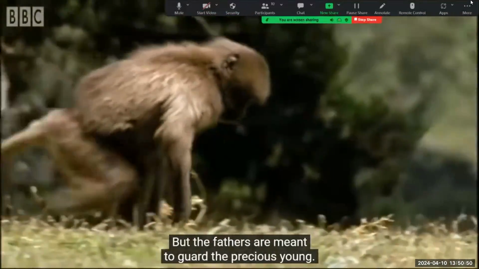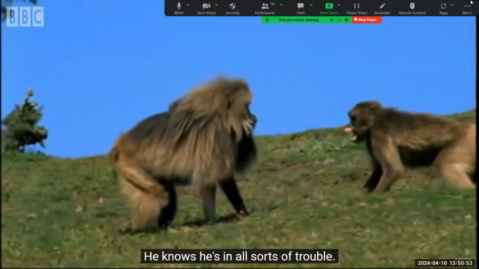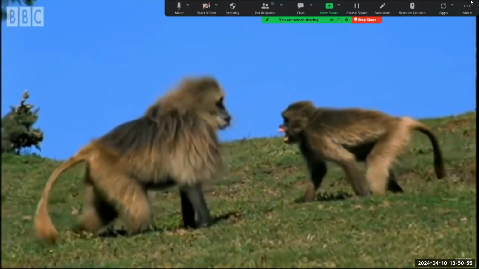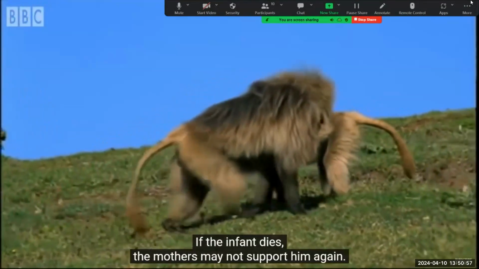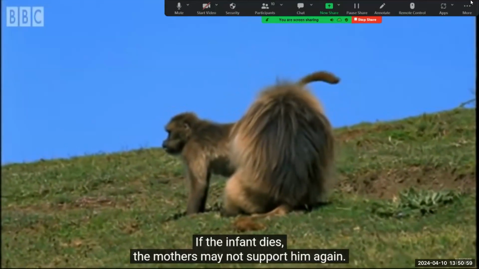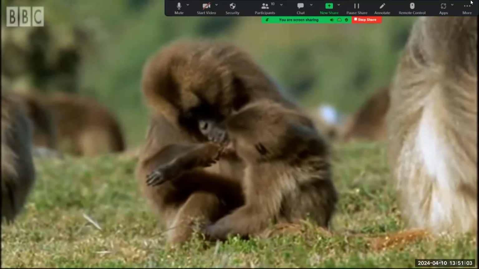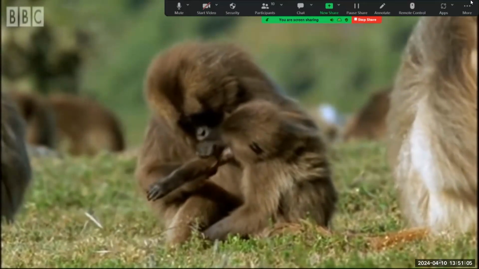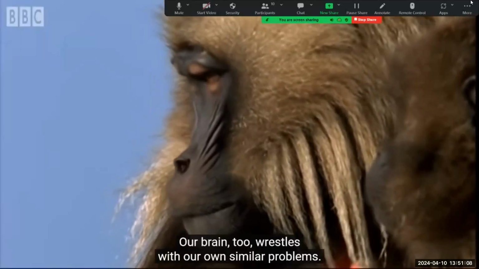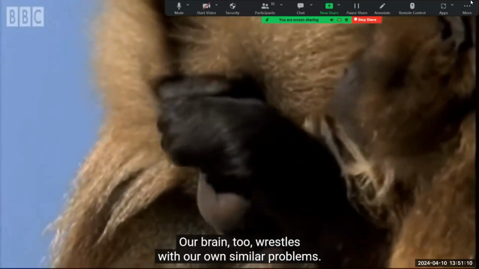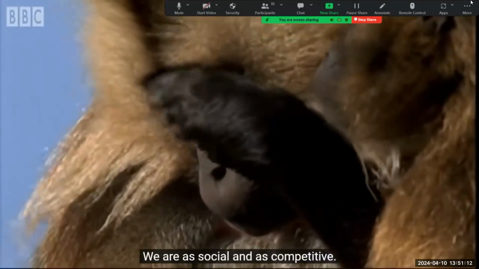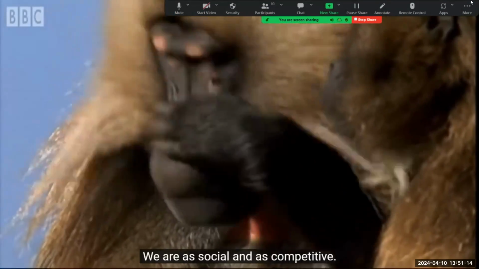But the fathers are meant to guard the precious young. He knows he's in all sorts of trouble. If the infant dies, the mothers may not support him again. Our brain, too, wrestles with our own similar problems. We are as social and as competitive.